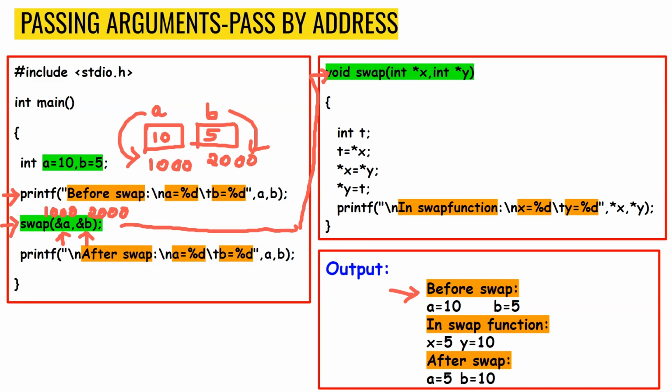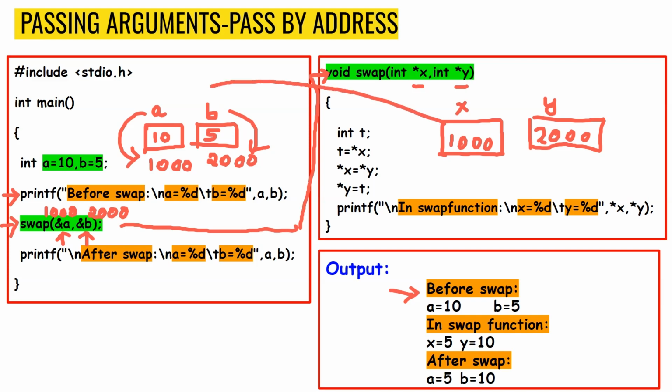Here, since we have passed a reference or address, it can be received only in a pointer variable. Only a pointer variable can store an address. So here we are declaring two variables, int star x and int star y. x is a pointer variable which will hold the address of A, and y is a pointer variable which will hold the address of B. So here the value of x is 1000, the value of y is 2000, which means that x will be pointing to an integer value in memory location 1000, which is A, and y to B.